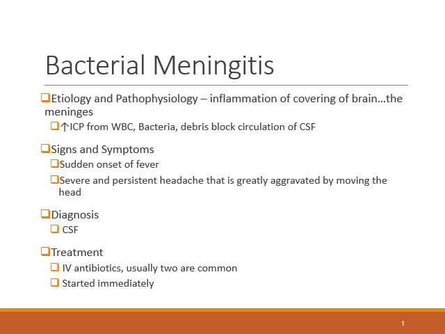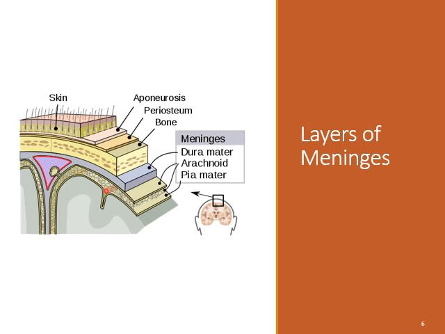Diagnosis, we are going to do a spinal tap, where they're going to get a cerebrospinal fluid sampling, and this is where they're going to find white blood cells and bacteria in that fluid. Treatment typically is IV antibiotics, usually 2 of them, and this is going to be started immediately, because once again, this can lead to long-term disability, which is bad.